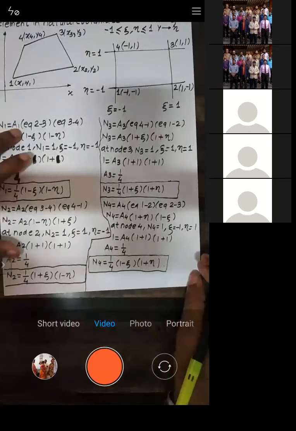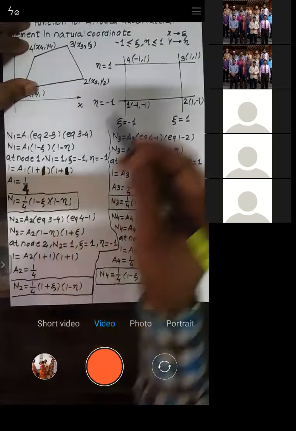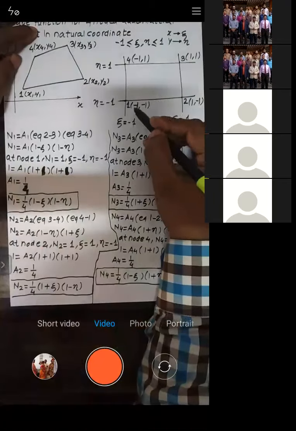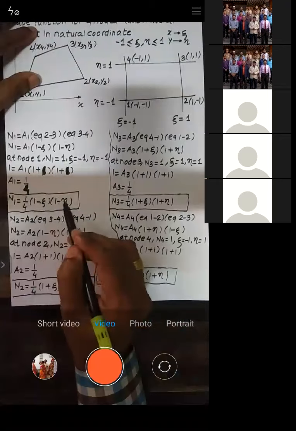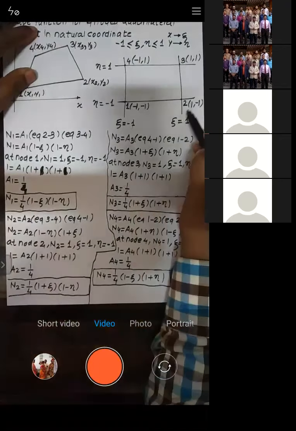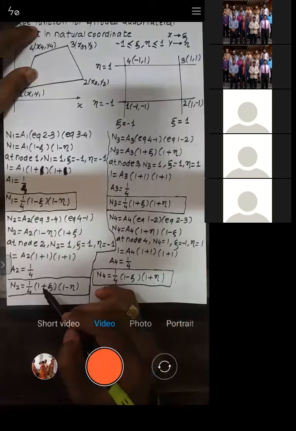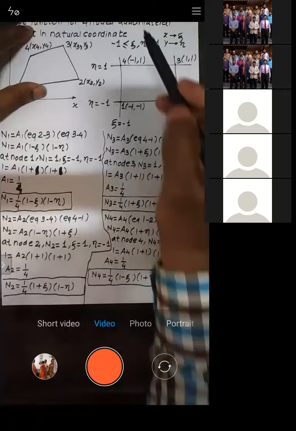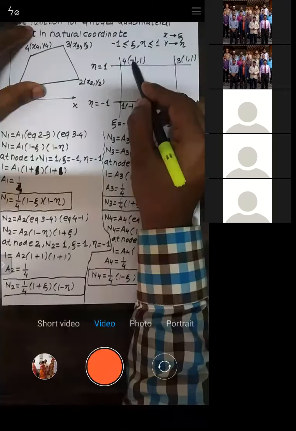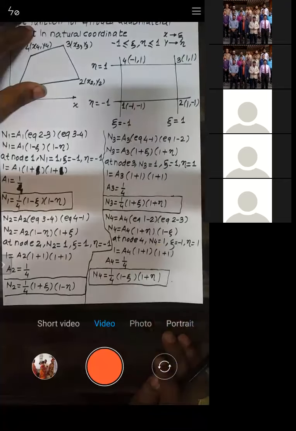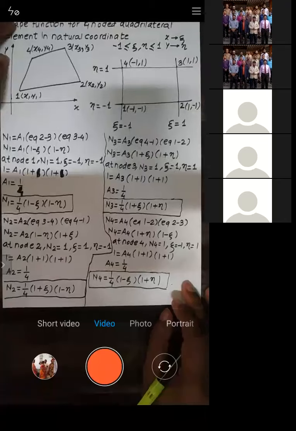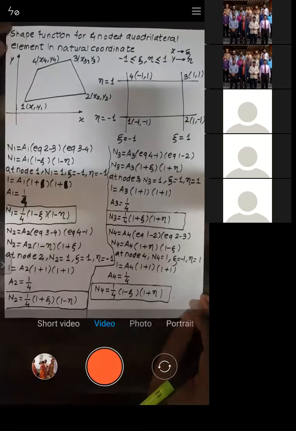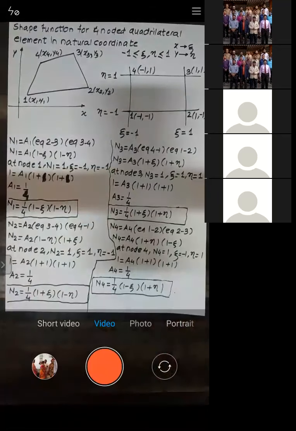Is it okay? Yes, sir. So see, if you clearly see here, for N1, both coordinates are minus. That's why both signs you are getting as minus. If you go for N2, zeta is plus, neta is minus. If you go for node 3, both are plus, so you're getting both plus signs. If you go for node 4, zeta is minus, but neta is plus. Is it okay? This is how you're going to remember it. Is it okay to each of you? Right?